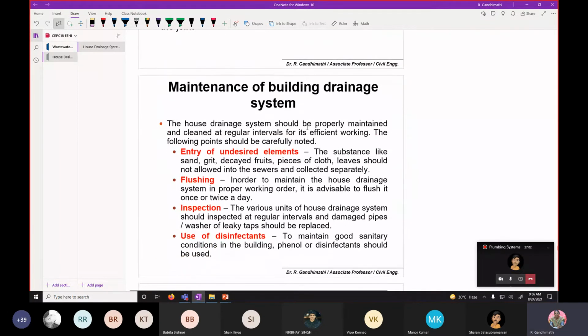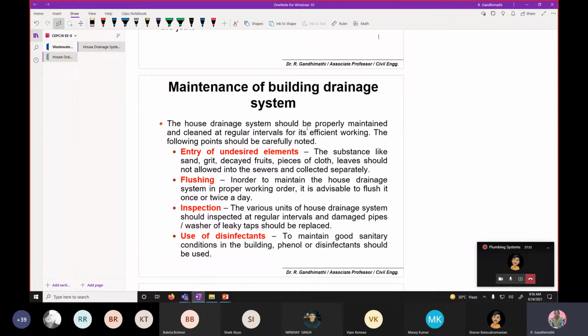And then maintenance of the building drainage system. We have to avoid the entry of undesired elements. You should not allow them, as this is only to carry wastewater. Wastewater means 99.9% water and 0.1% solids. You should not allow grit particles, decayed fruits, pieces of cloth or dead animals through the drainage system. We have to avoid that.